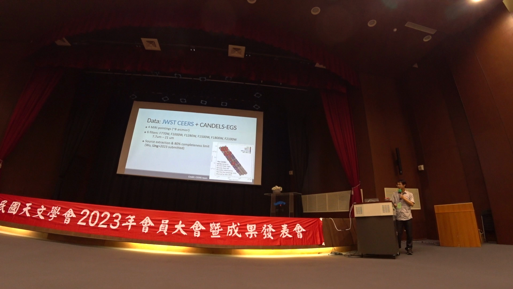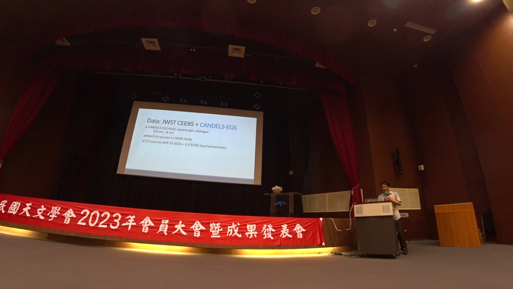The data we use is the JWST CEERS field survey in combination with the EGS catalog. The CEERS data we use includes 4 mirror pointings which have a square coverage in 6 filters from 7.7 micron to 21 micron. And we apply source extraction and 80% completeness from our previous work to get the photometry of those mid-infrared sources. And this figure just shows the sky coverage of the CEERS survey.